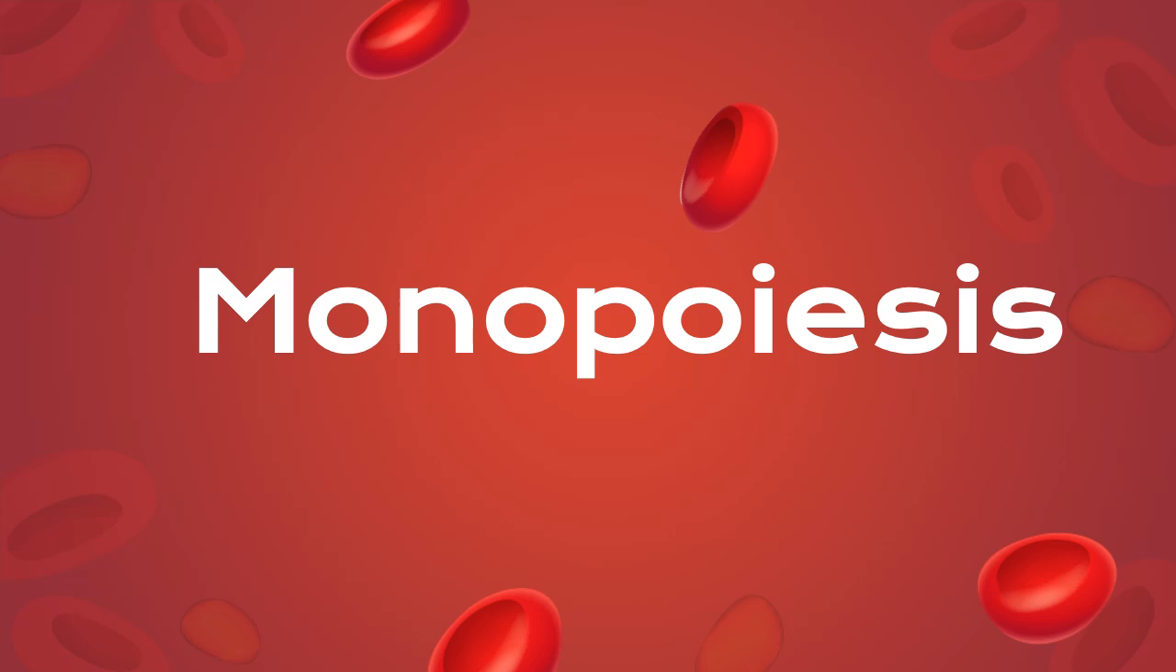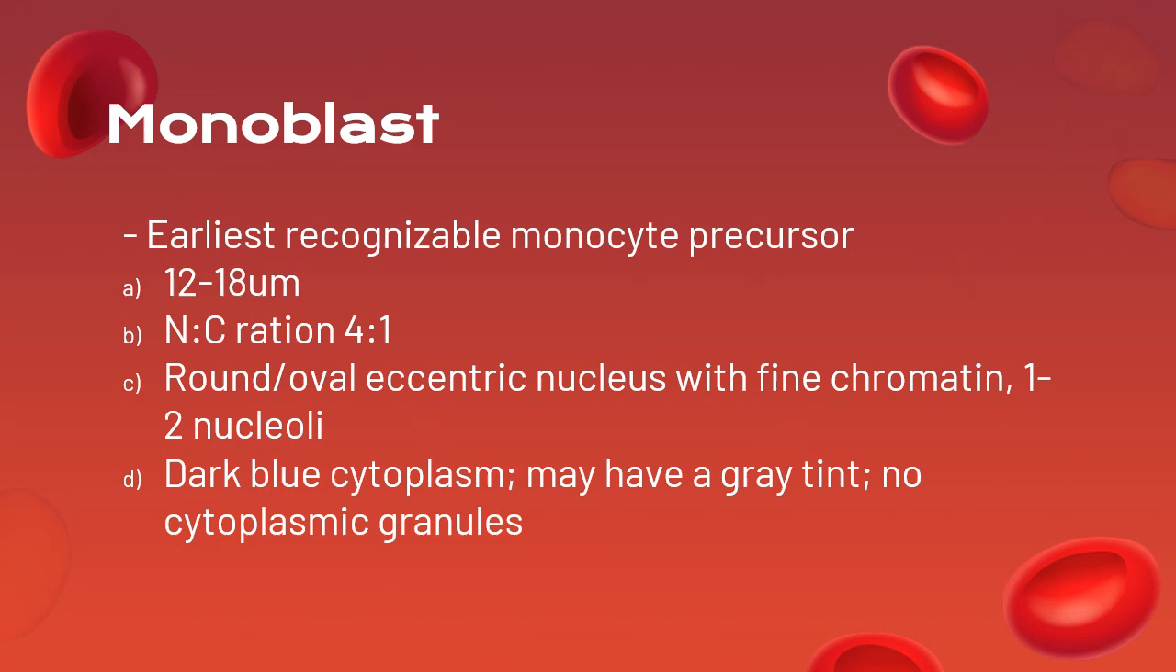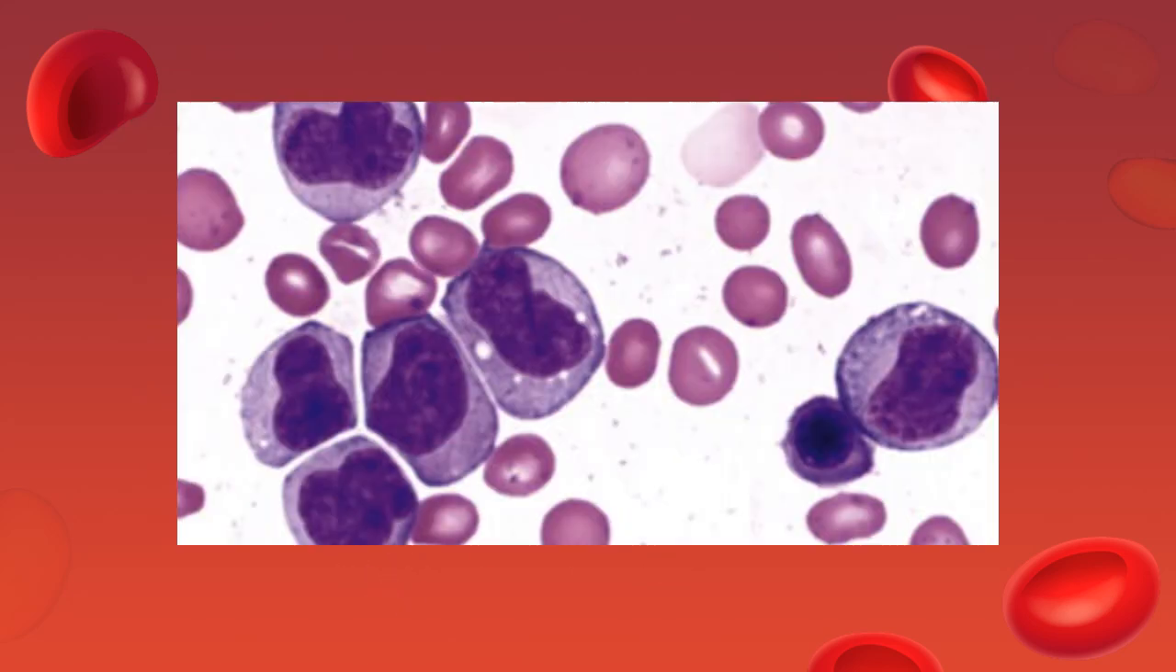So, next we have monopoiesis. Okay. So, let's start off with monoblast. Monoblast is the earliest recognizable monocyte precursor. Okay? So, round, oval, eccentric nucleus with fine chromatin, 1 to 2 nucleoli, dark blue cytoplasm, may have gray tint, and no cytoplasmic granules.